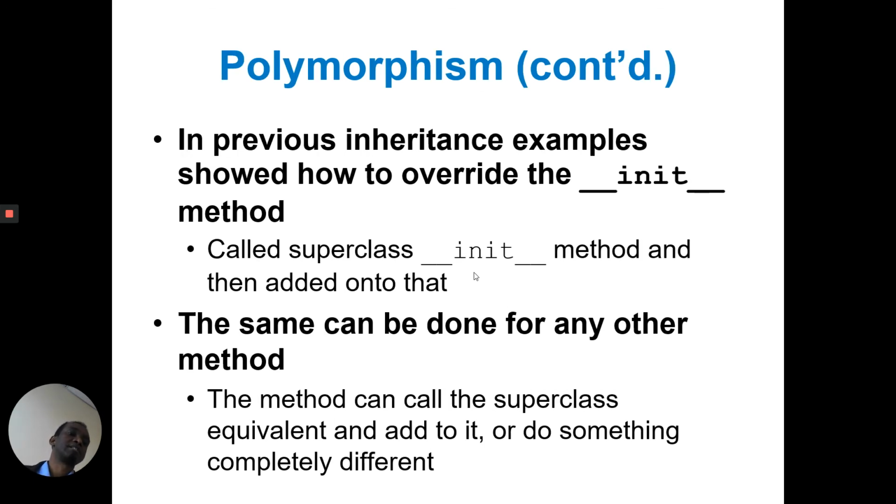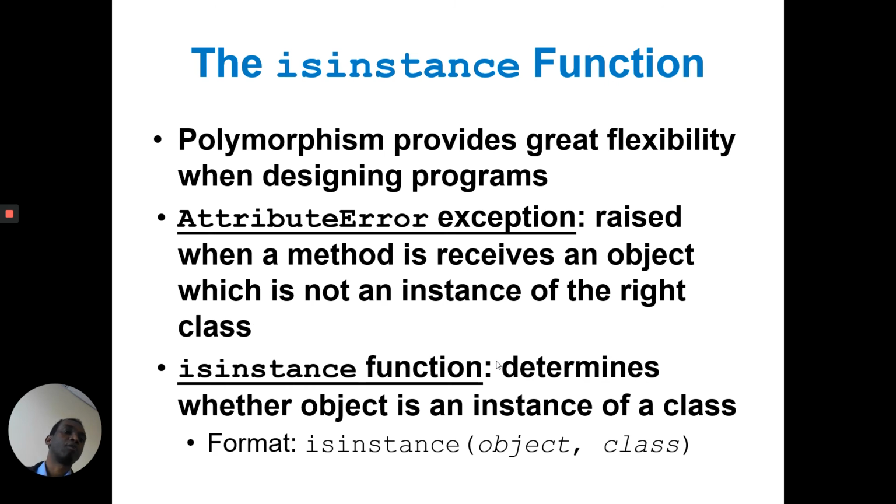In a previous inheritance example, we showed how to override the init method, call the superclass init method, and then add onto that. So the same can be done for any other method. So the method can call the superclass equivalent and add to it or do something completely different. So you're getting what you do with those tires, right? And then the movement was back and forth for the superclass, but then again with the subclass, you can say, you know what, make the movement going sideways. Okay.